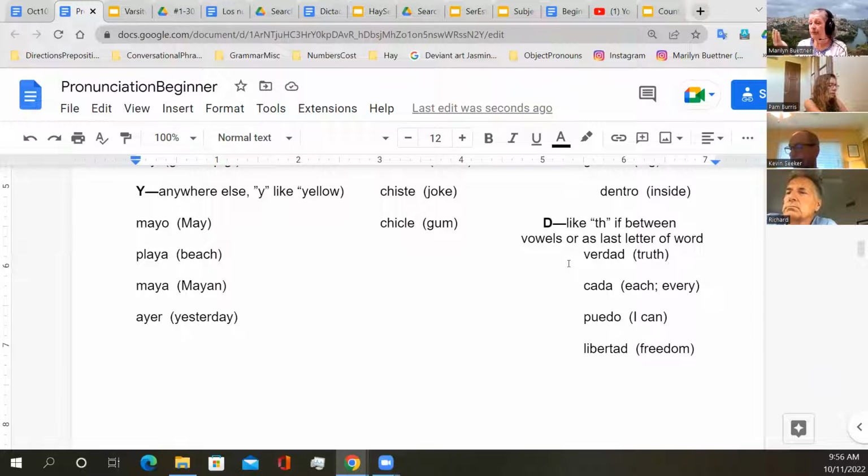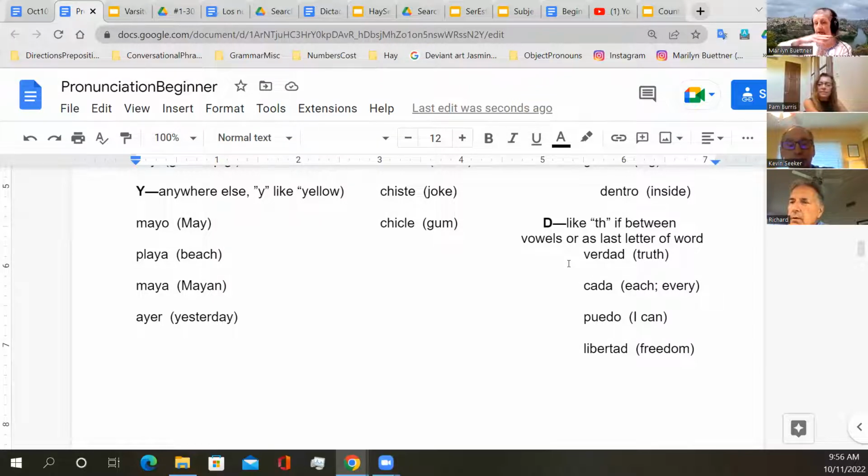You will, as you hear more people speak, hear this separate D sound. And it's not a deal breaker. So if you forget to pronounce this D as a TH, people still understand you. But it makes you sound better. It makes you sound more native, okay? Sometimes the D gets a TH sound. But again, it depends on where the D is in the word.